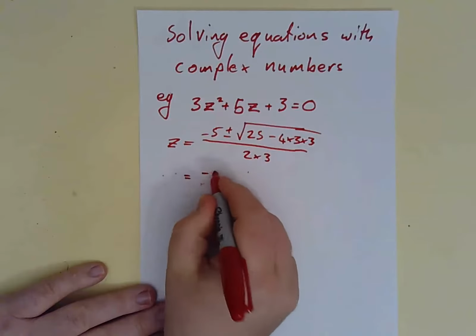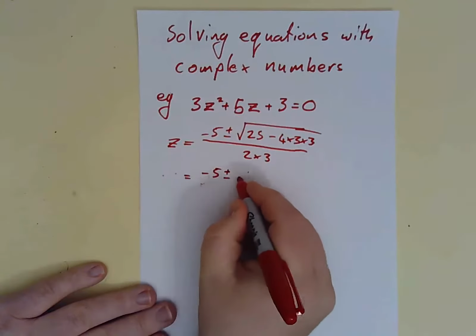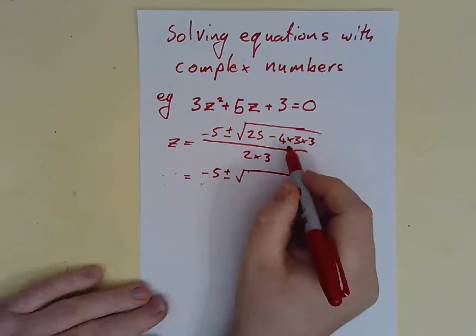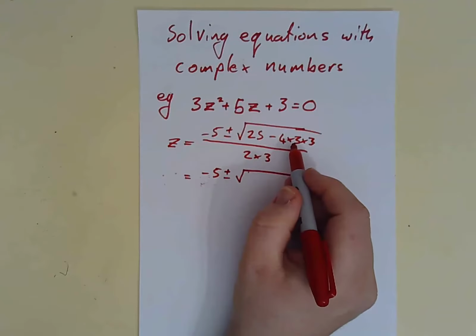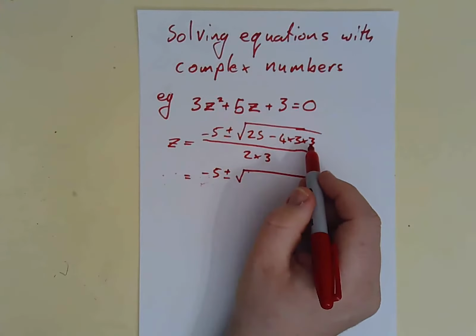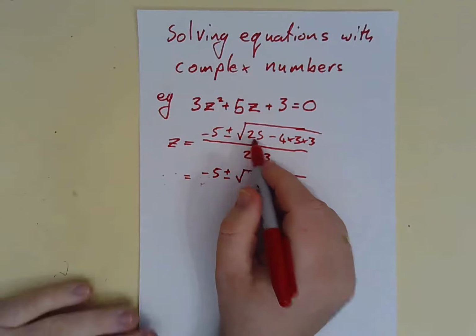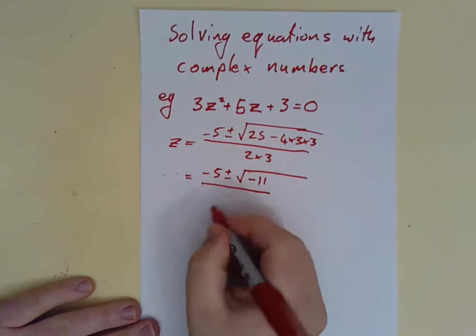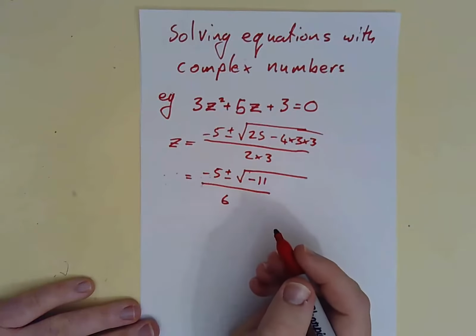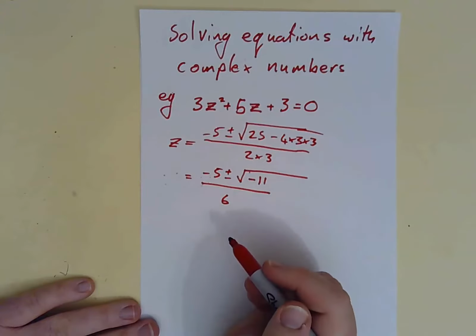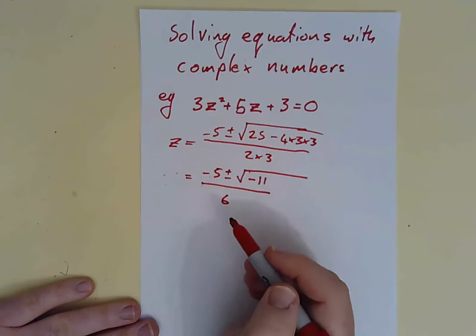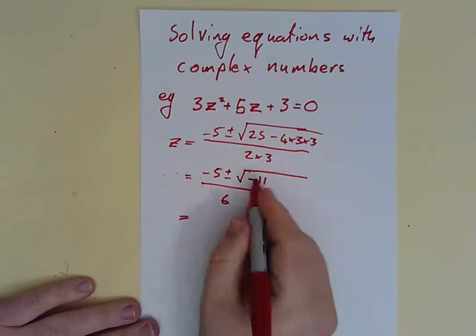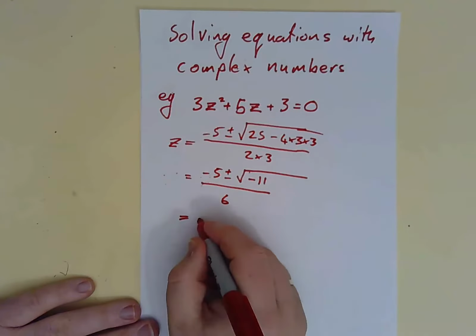So a little bit of just cleaning this up. So 4 times 3 is 12 times 3 is 36. 25 minus 36 is going to be negative 11. And 2 times 3 is going to be 6.